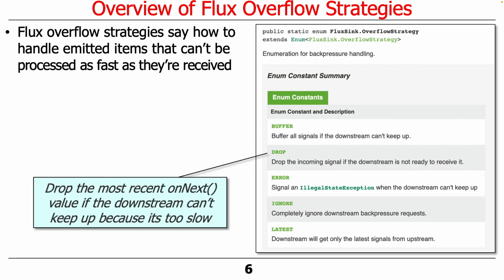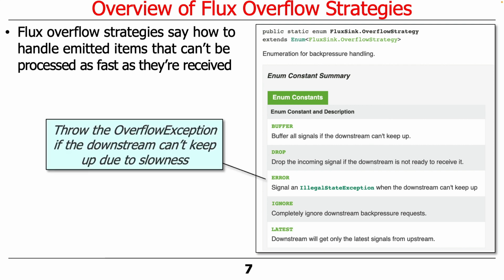Another strategy is to drop the most recent value if the subscriber can't keep up with the rate at which things are coming in. So it just says, hey, something comes in, my buffer is full, or I can't deal with it anymore. Let's drop it on the floor at that point, the most recent one.